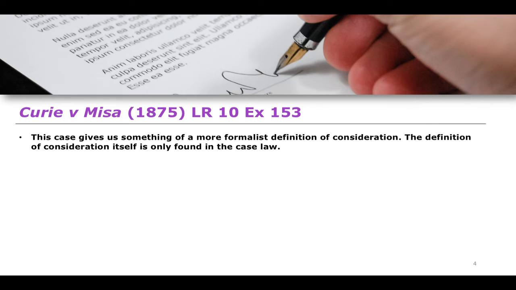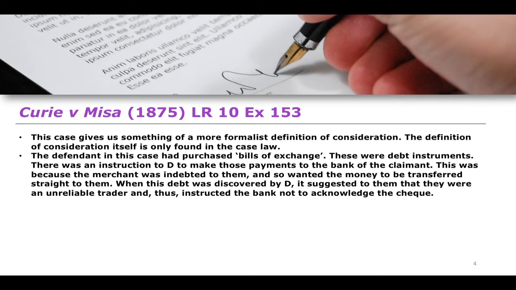The case of Currie v Misa from 1875 gives us a more formalist definition of consideration, the definition of which is only found in the case law, so this is just an example of a definition. The facts of this case are as follows. The defendant had purchased what are known as bills of exchange. These were essentially debt instruments in relation to corporate securities. There was an instruction to the defendant to make those payments to the bank of the claimant. This was because the merchant was indebted to them, and so they wanted the money to be transferred straight to them rather than having to go through the rigmarole of transferring it afterwards.